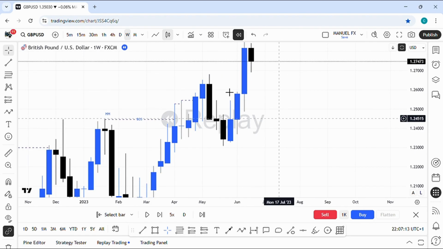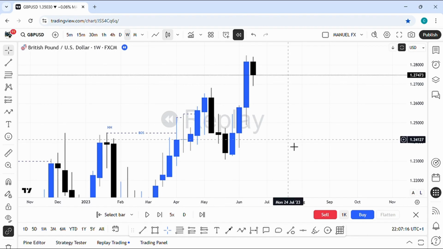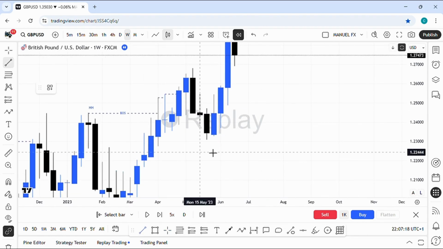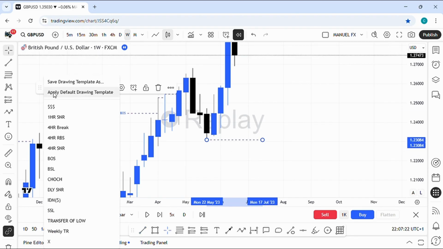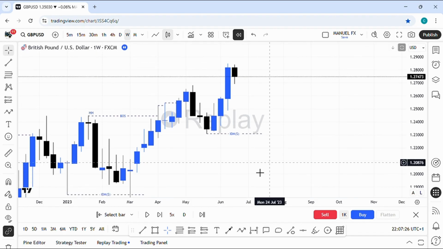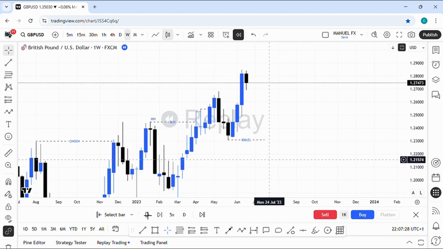Do not call this a break of structure. This is not a break of structure. This is an inducement. This whole place becomes our inducement. This whole level becomes our inducement. Now we expect price to come and take out the inducement.